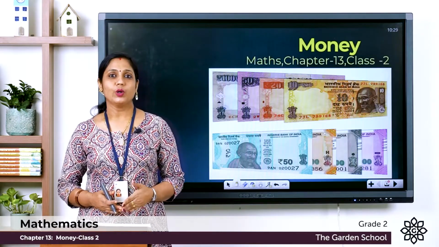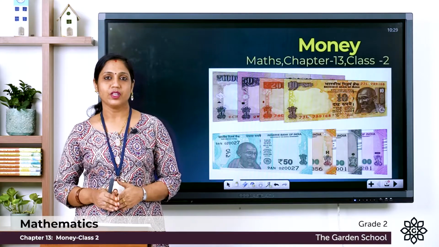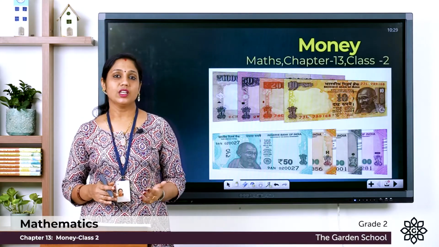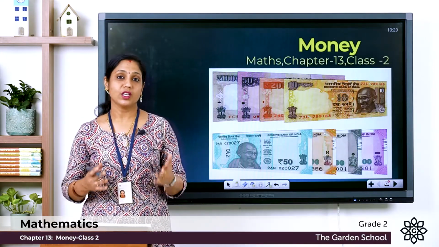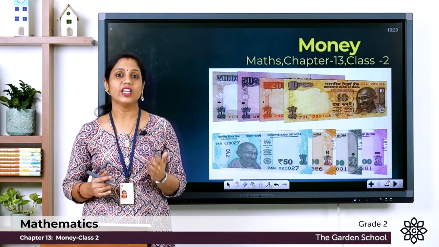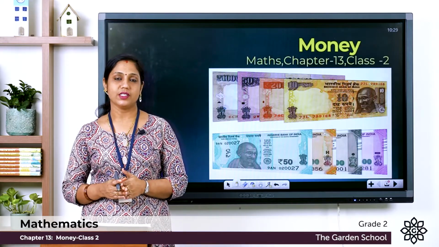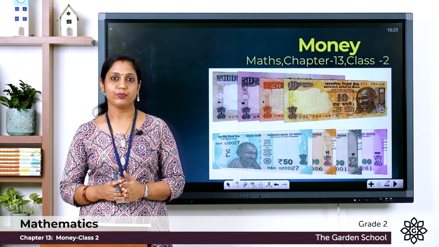Today we'll be continuing with our chapter in Maths, chapter 13, Money. In our last class, we learned what is money. Money is used to buy things. For purchasing things, we need money. And we learned the different combinations of rupees and also the symbol of rupees.